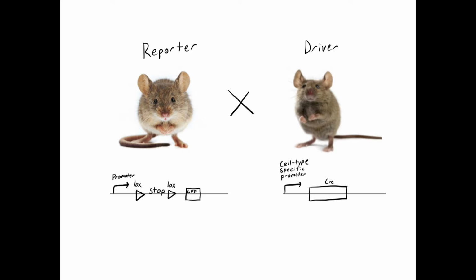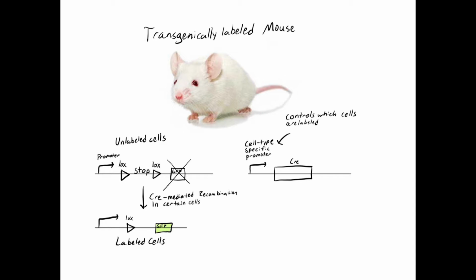The reporter mouse has a promoter that is always turned on, followed by a lock-stop-lock sequence, and then some sort of label, such as GFP. The driver line has a cell-type-specific promoter that controls the expression of a recombinase, such as Cre recombinase, which is able to cut out anything between two target sites, or lock sites in the case of Cre. The result of this cross is a mouse that has both the reporter and the driver transgene.